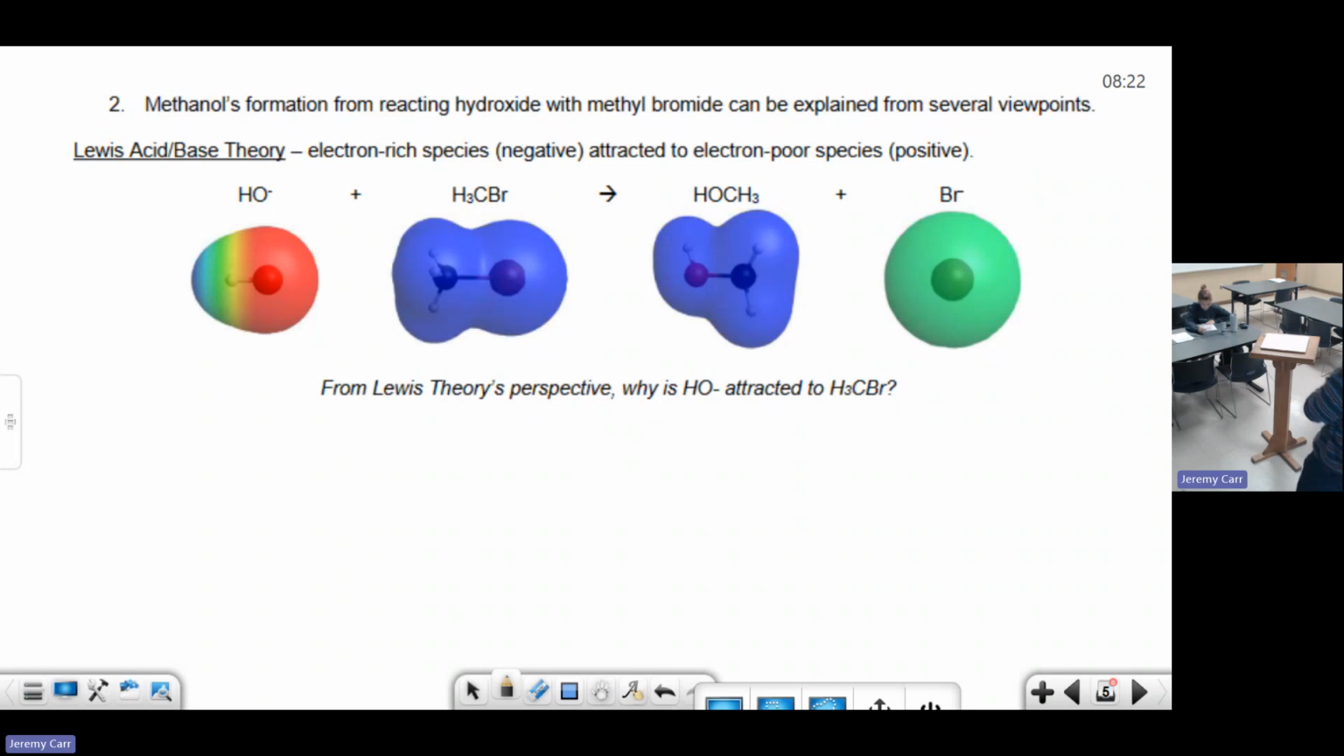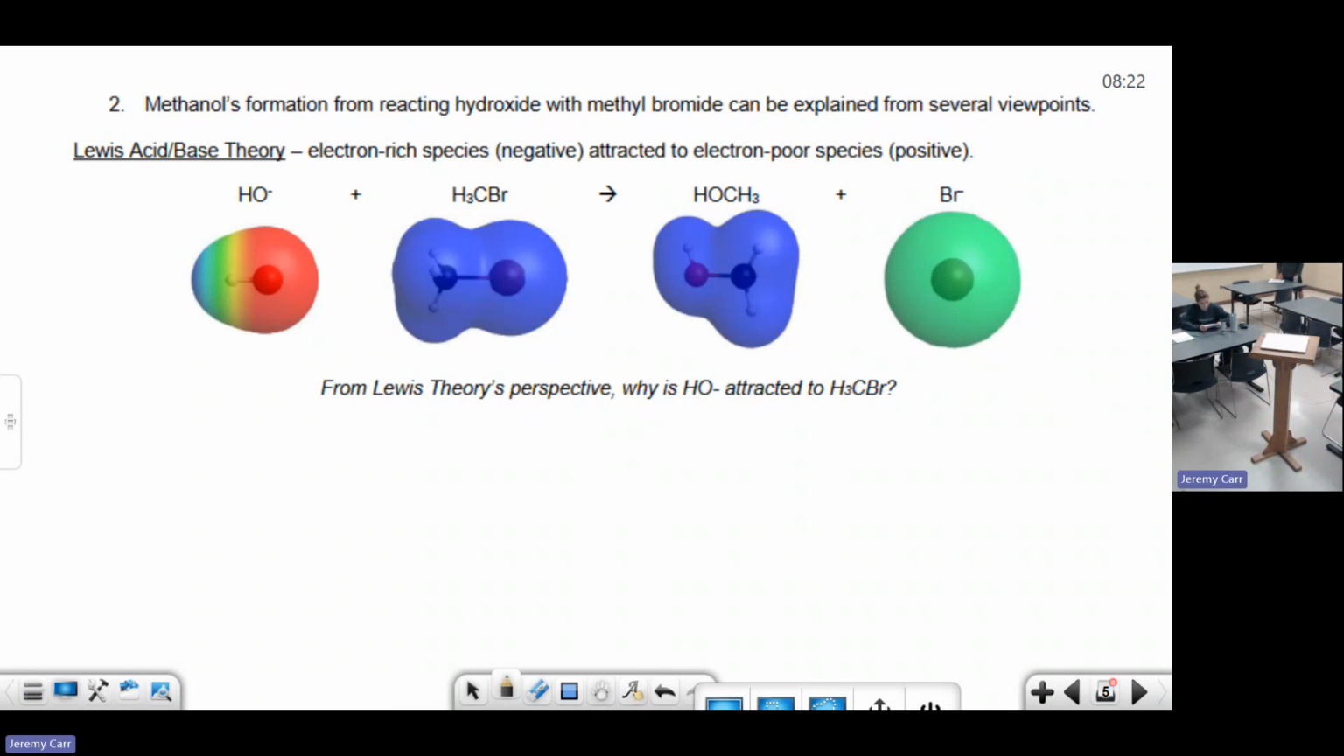We're going to start our journey by looking at our friend Lewis acid-base theory. And what does Lewis acid-base theory basically tell us? If you're electron rich, you're negatively charged. And if you're electron poor, you're positively charged. And just like magnets, the negative end of a magnet reacts with the positive end of a magnet to form an attraction between them, right? That's really what Lewis theory is pretty much telling you right here.